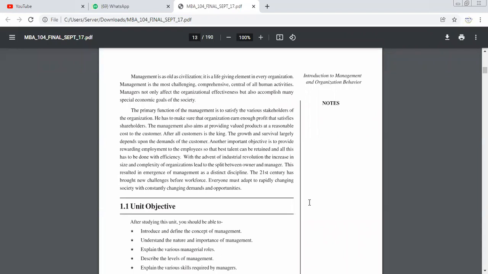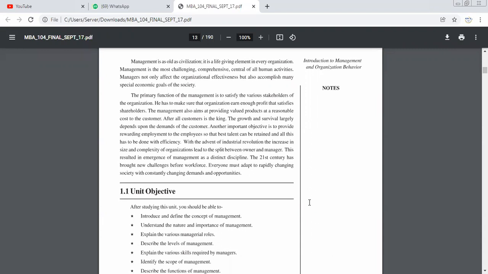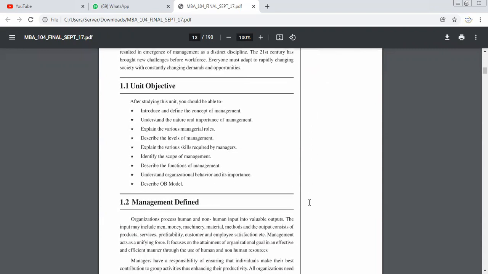Okay, now we are going to go downward. We are going to see the management definition I have given. Go downward.